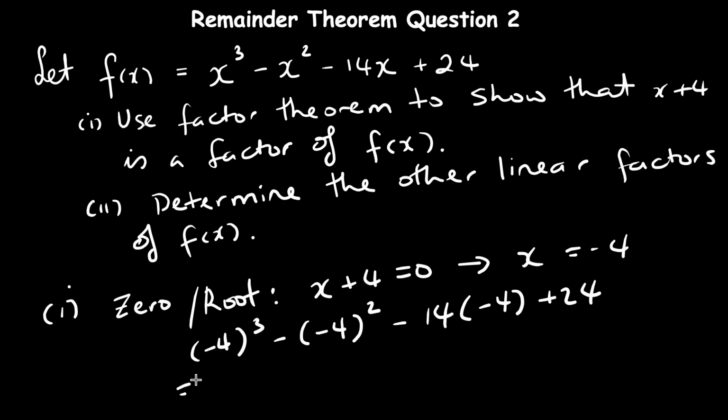And we need to find out that value, right? So for negative 4 cubed, we have a negative cubed, which is going to give us negative 64. We'll have minus negative 4 squared, which is just 16. Then we're going to have minus 14 times negative 4, negative times negative is positive. 4 times 14 should be 56. And then we're adding to that 24.